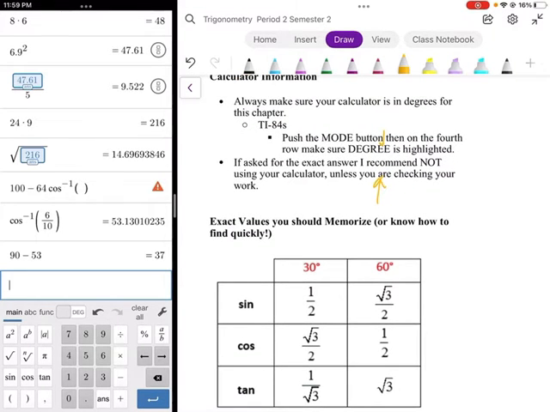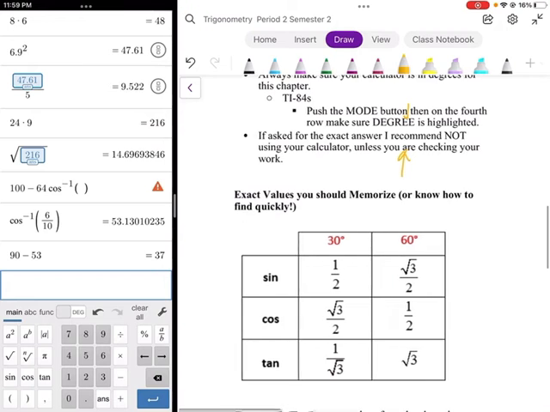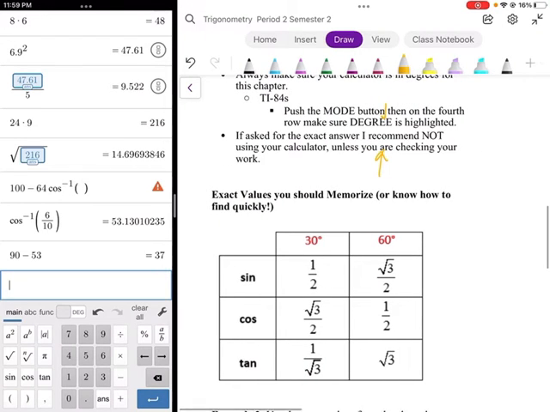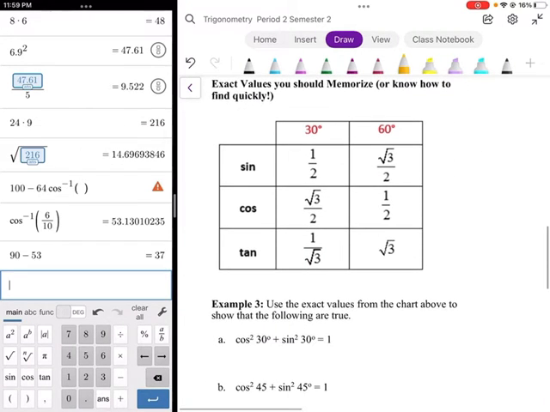Excuse me, which is something that you don't want. So be cautious when you use the calculator. Sometimes it's best to just use it to check your answers.